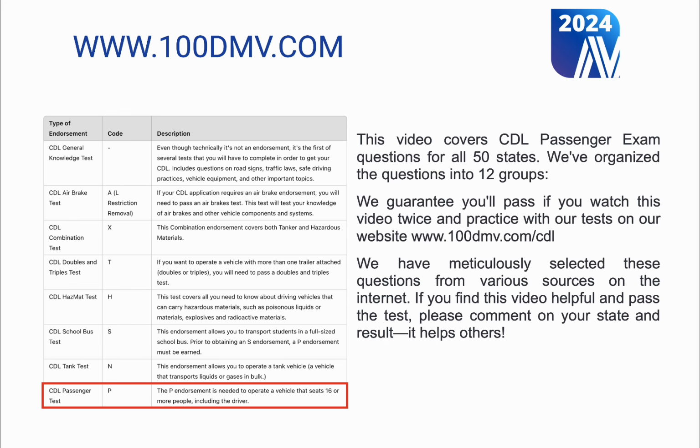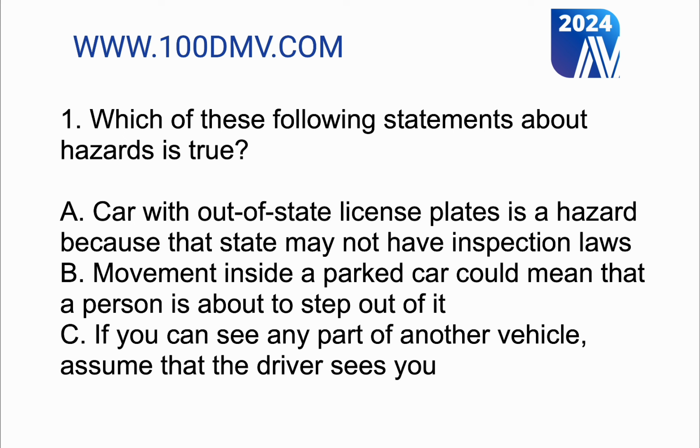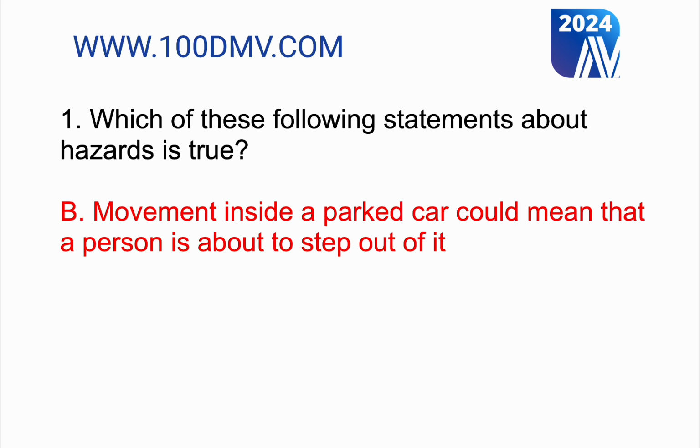Group 1. Hazards and safety. 1. Which of these following statements about hazards is true? A. Car with out-of-state license plates is a hazard because that state may not have inspection laws. B. Movement inside a parked car could mean that a person is about to step out of it. C. If you can see any part of another vehicle, assume that the driver sees you. Correct answer. B. Movement inside a parked car could mean that a person is about to step out of it.